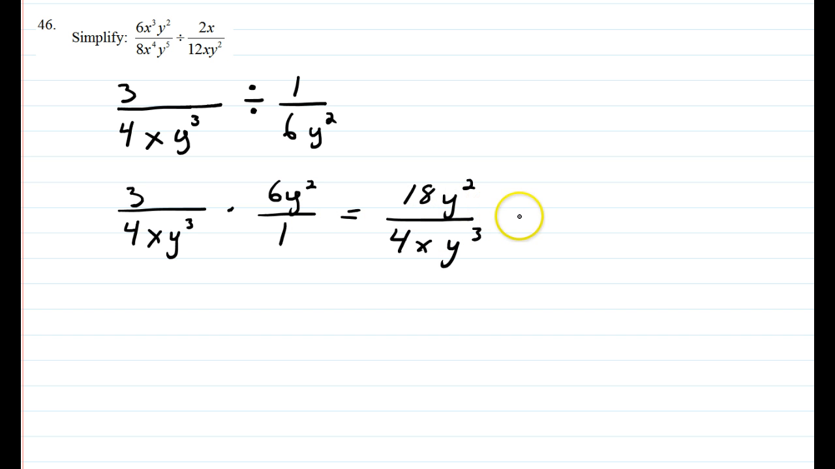So now I can reduce. 18 over 4 reduces to 9 halves. There's nothing to cancel out the x, so the x stays on the bottom. Where do you have more y's? On the bottom. So 3 minus 2 gives me 1. So this expression turns into this.